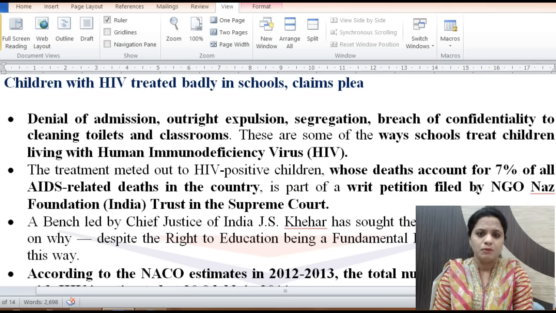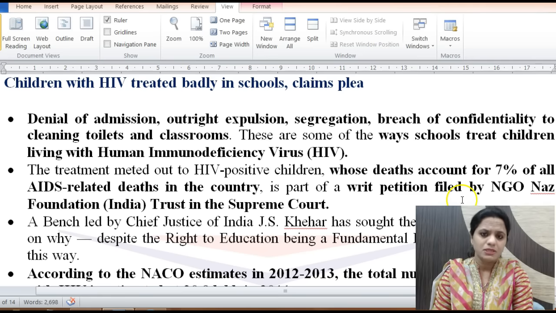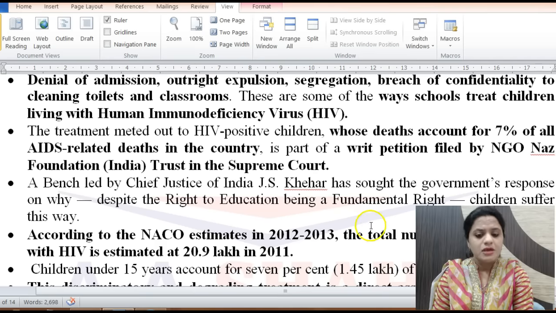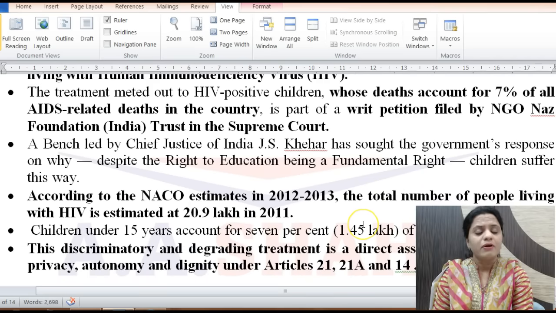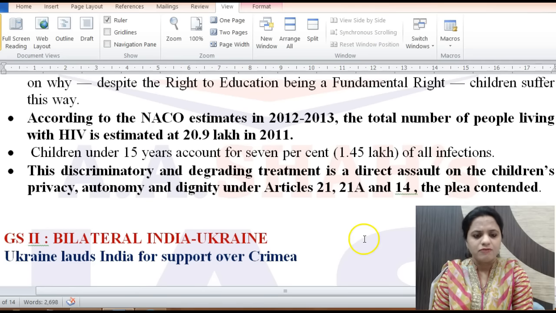Foundation in the Supreme Court, which highlights that children suffering from HIV in India are almost 7% of the total, and around 7% of the deaths which take place due to HIV are children. So there's a need to safeguard their rights. Right to Education Act is already in place. So this right should be available even to the children suffering from HIV. So this petition has been put forth before the Supreme Court.